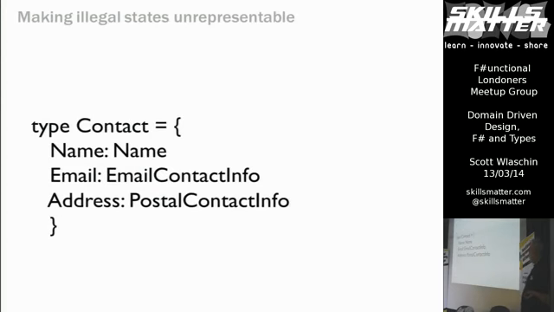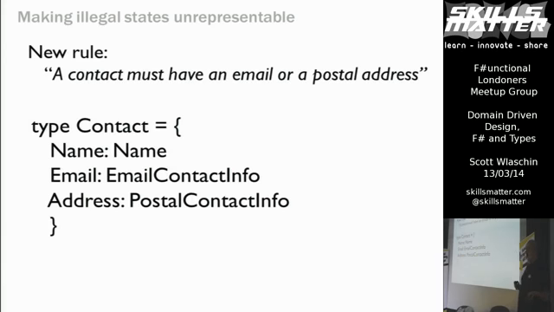All right, so we're doing fine, and then suddenly the business changes, as businesses tend to do, and we add an address. So now our contacts are not just emails, they have addresses as well. Okay, so that's fine, not a problem. But now the business comes along and says, actually, you know what? We have this new business rule. A contact has to have an email or a postal address. We have to have some way of contacting them.